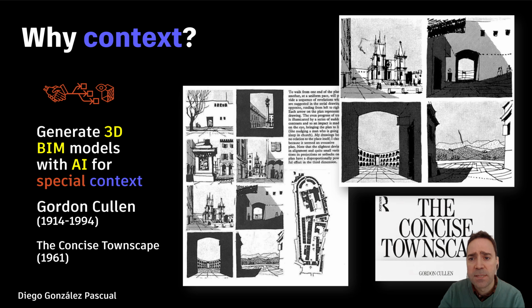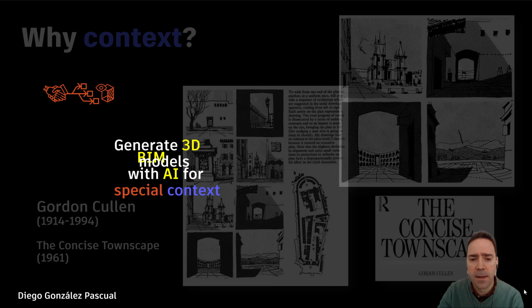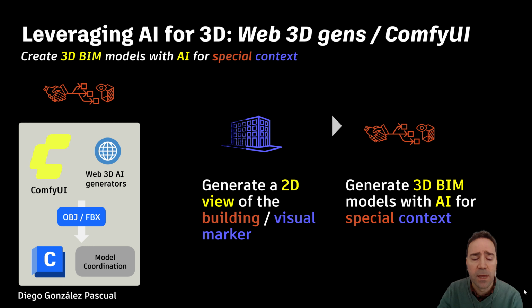So with this, if you can see here, there are some drawings where Gordon Cullen was explaining that in different cities, maybe a cathedral or some particular tower or element helps you to understand where you are and what the different approach to the project is. So having that in mind, I consider that yes, you can do this by bringing some specific 3D model that you can create with AI.